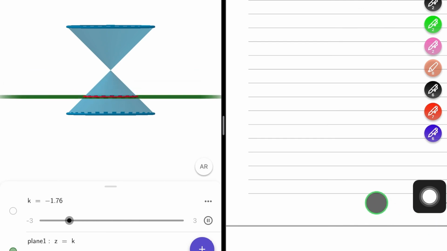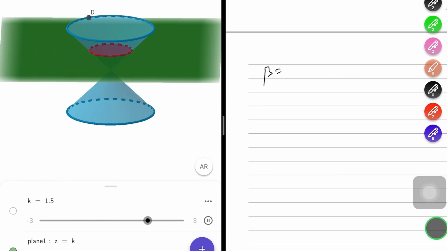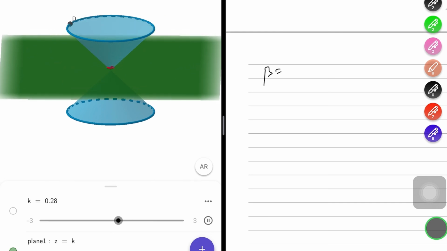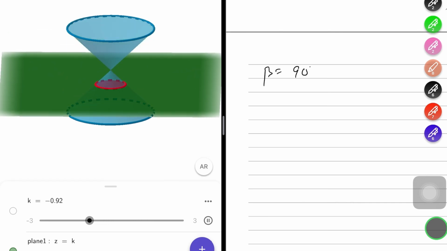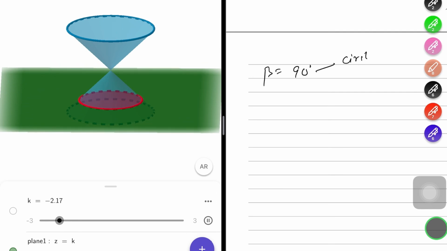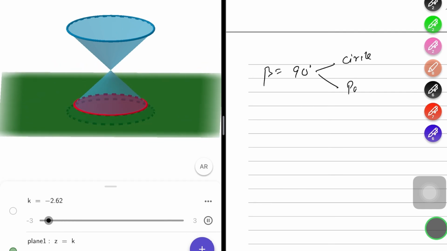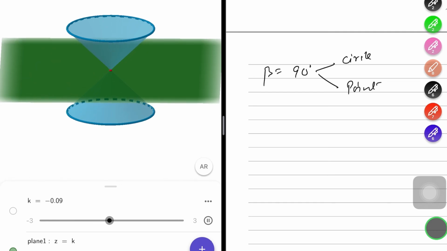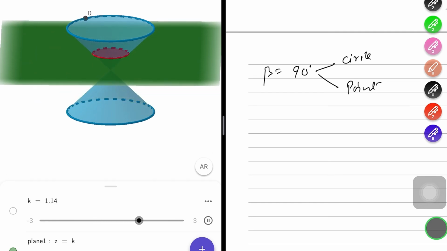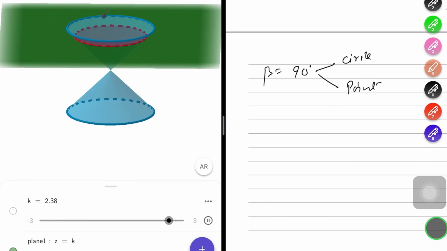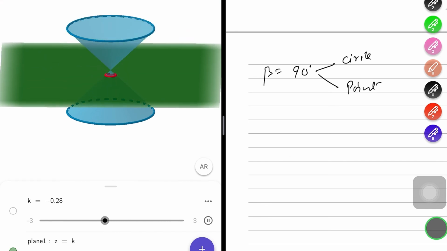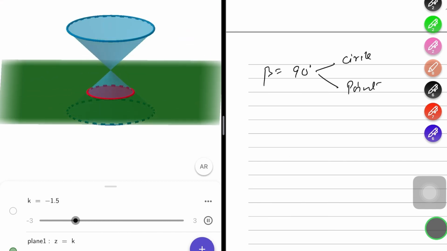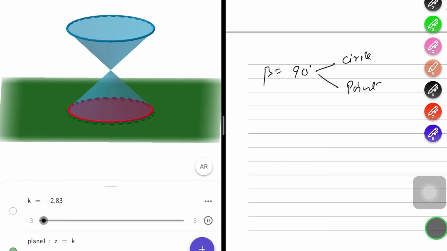So beta, the angle between the axis of a cone and the plane, being 90 degrees gives rise to a circle or a point. We already discussed that a circle is a non-degenerate conic section and a point is a degenerate conic section. So I'm ending the class here. Next we'll see the parabola, hyperbola and the ellipse.